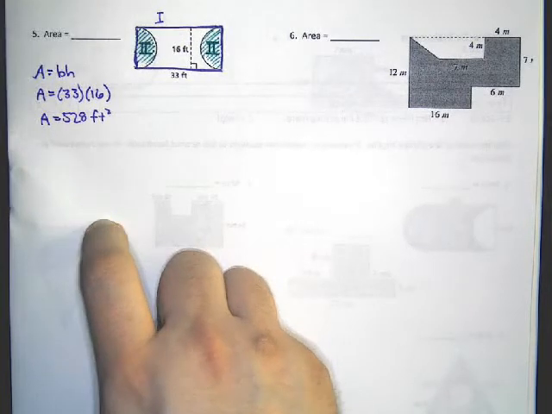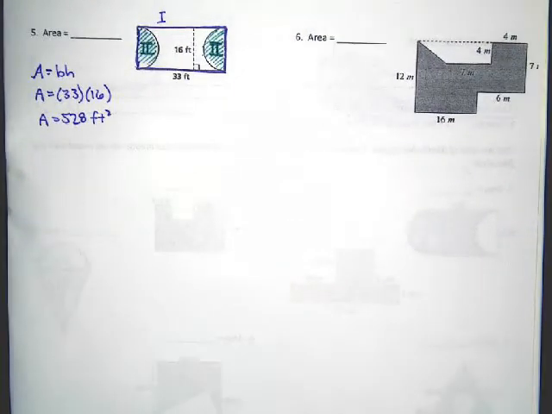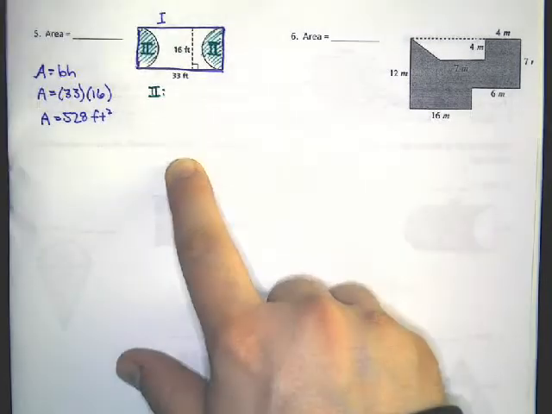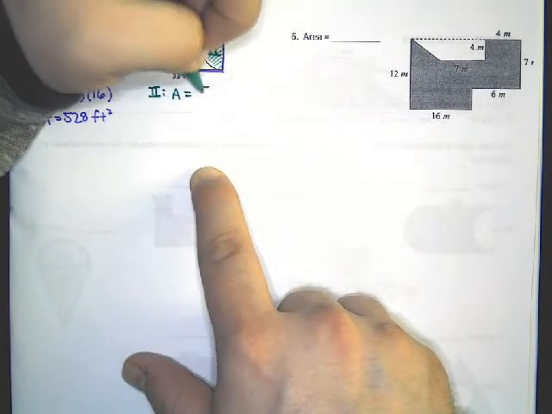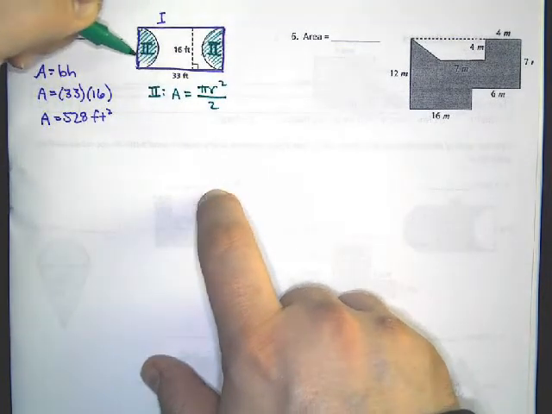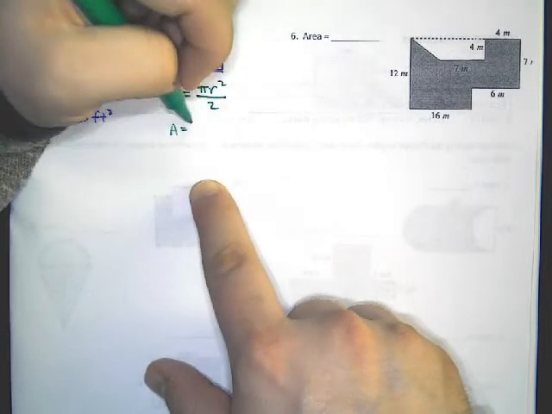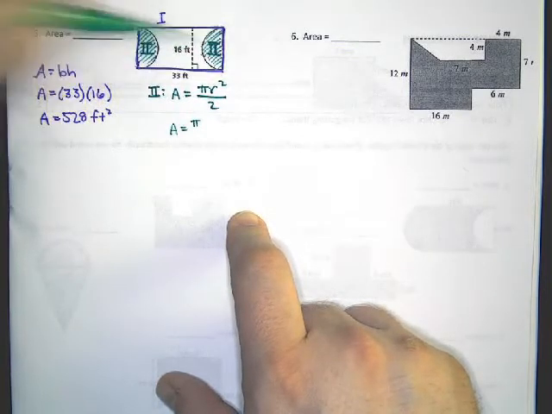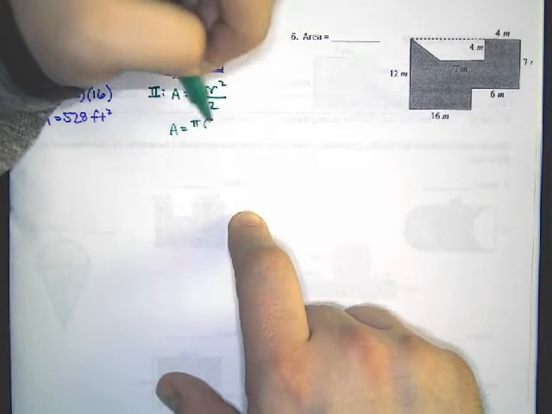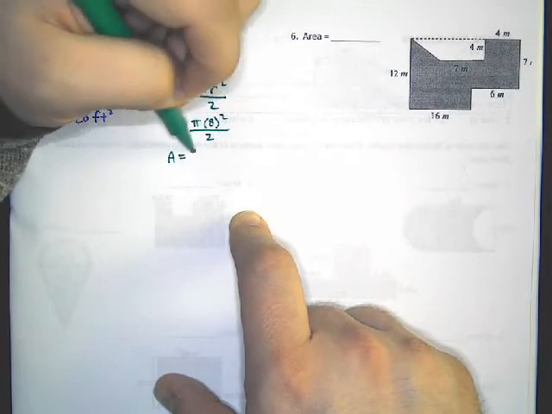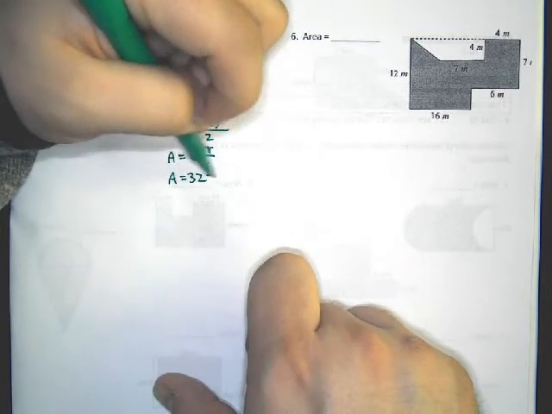Now remember, that's the entire rectangle. I need to get rid of the shaded part, okay? So let's get the area of one of them, all right? Area equals pi r squared. And then again, I'm going to have to divide by 2 because I want a semicircle for right now. Area equals pi. I'm going to use 8 for my radius. Why? Because the diameter is 16. 8 squared all over 2. Area equals, well, this is going to be 64 pi divided by 2, or area equals 32 pi.